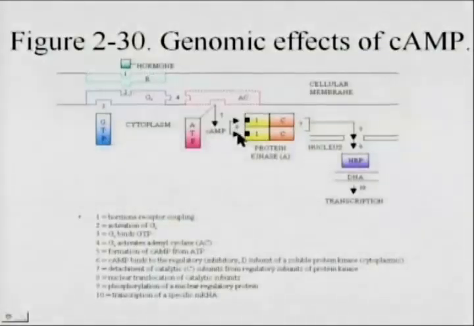Step 6, the cyclic AMP binds to the regulatory or the inhibitory subunit of the soluble protein kinase, the cytoplasmic. And then at step 7, because of that ligation, you get the dissociation of the catalytic subunit from the regulatory subunit of the protein kinase, and then you get nuclear translocation of the catalytic subunits and phosphorylation of nuclear regulatory proteins, in other words, transcription factors, and you impact transcription. For cyclic AMP, of course, this is CREB that is in the nucleus acting as one of the nuclear regulatory proteins.